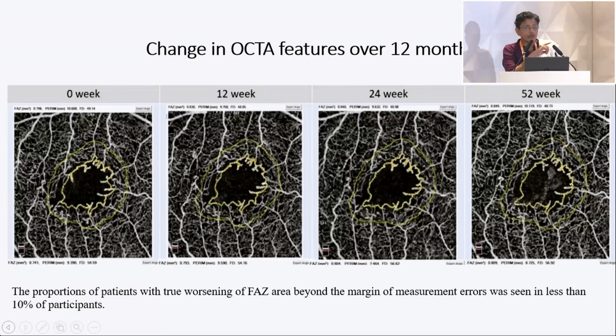And you can see here we had 4 visits over the 12 months. There was no change in any of the OCTA features in the 12 months. Okay, so the true worsening of foveal avascular zone beyond the margin of measurement error was less than 10%. So this is very tricky, because if you are going to do a trial to look at changes in foveal avascular zone, it can't be a small trial, right? And a short trial, because at 52 weeks, nothing happens even if no treatment is given.